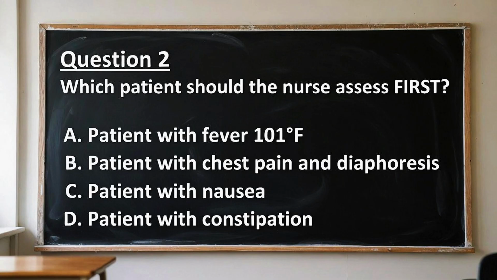Question 2. Which patient should the nurse assess first? A. Patient with fever, 100 degrees. B. Patient with chest pain and diaphoresis. C. Patient with nausea. D. Patient with constipation.